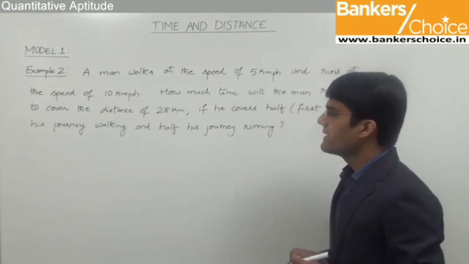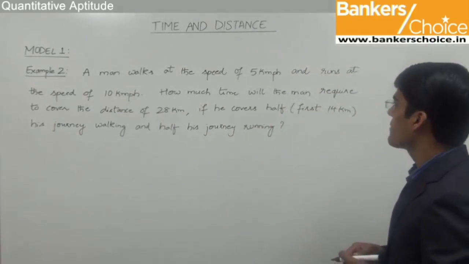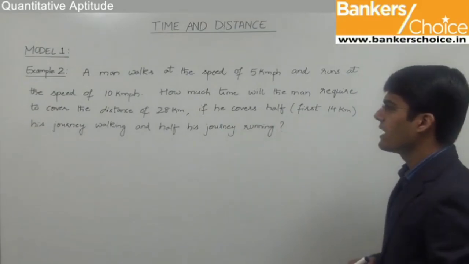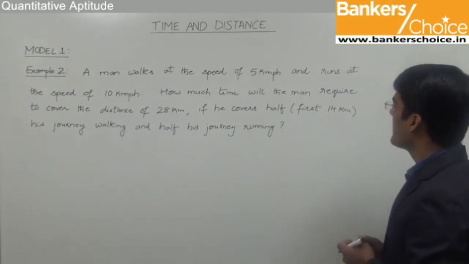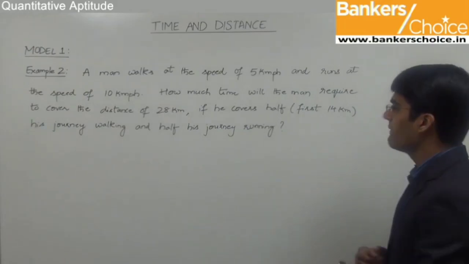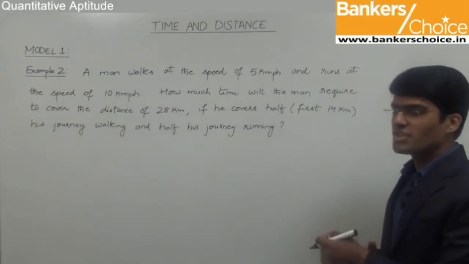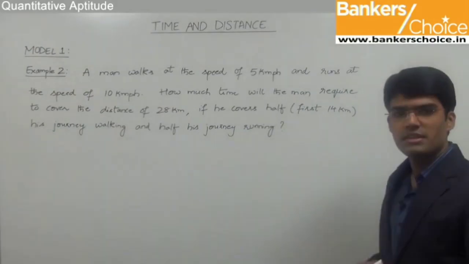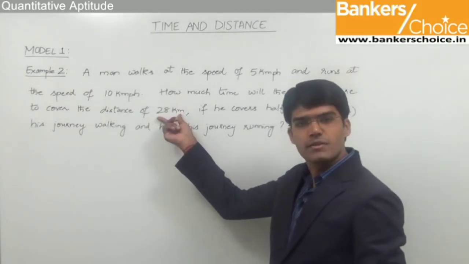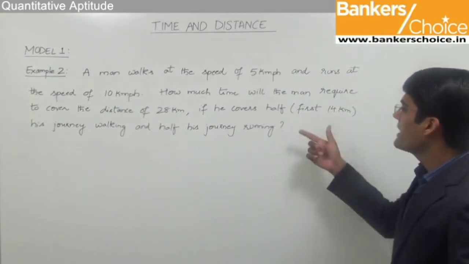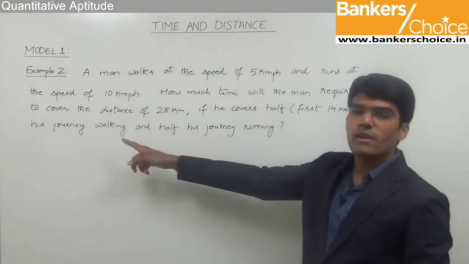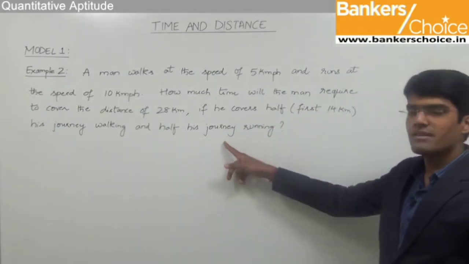The question here is, a man walks at the speed of 5 kilometers per hour and runs at the speed of 10 kilometers per hour. How much time will the man require to cover the distance of 28 kilometers if he covers half of his journey walking and half his journey running? So as given in the question, the total distance to be covered is 28 kilometers and the man covers half of his journey, that is the first 14 kilometers by walking and the remaining 14 kilometers by running.